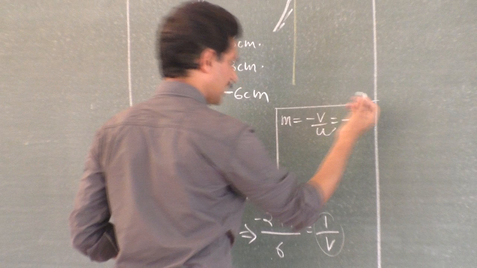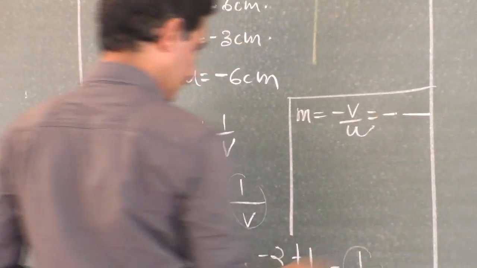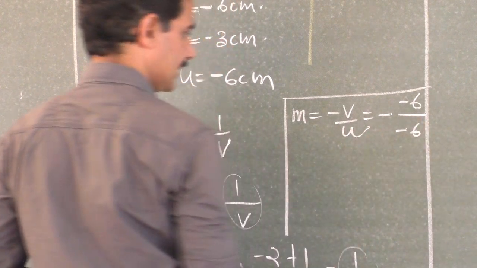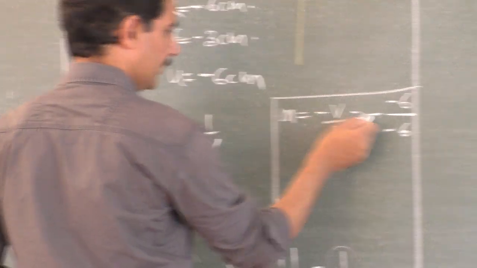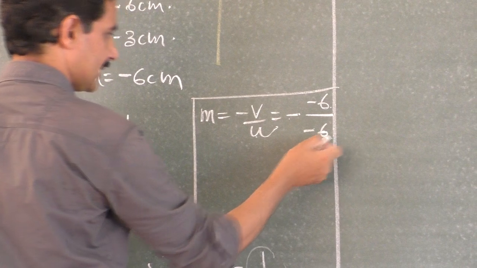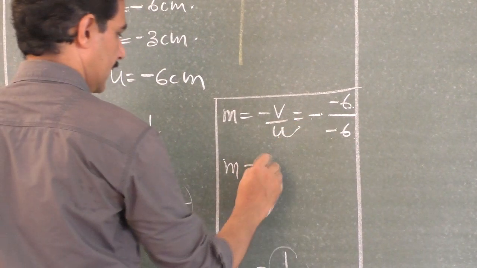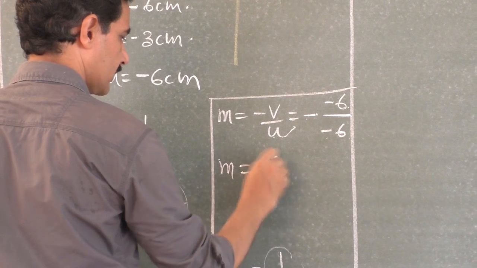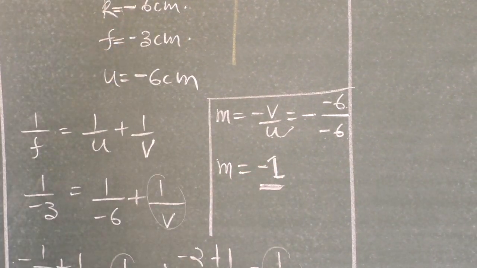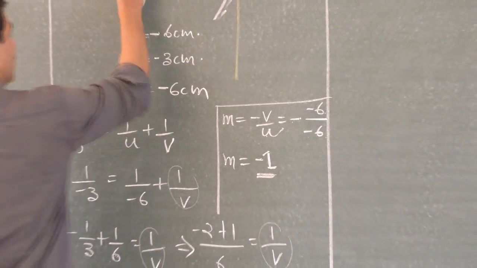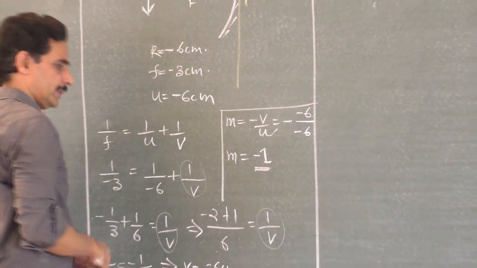If you substitute this, the minus is in the formula itself, so it is V by U. V is minus 6, and the object distance is minus 6. So what is the magnification in total? Minus 1. Why, sir, is it minus 1? Magnification 1 indicates that object height and image height are the same. Minus indicates that the image is inverted, below the principal axis.